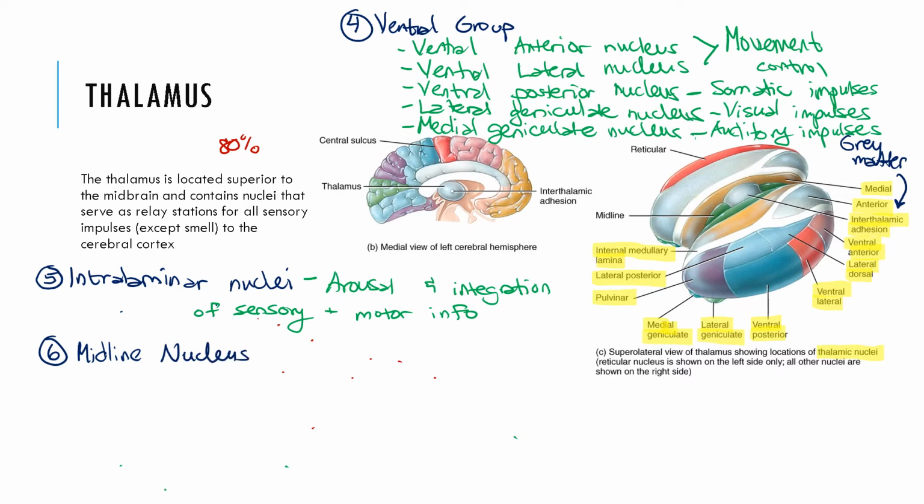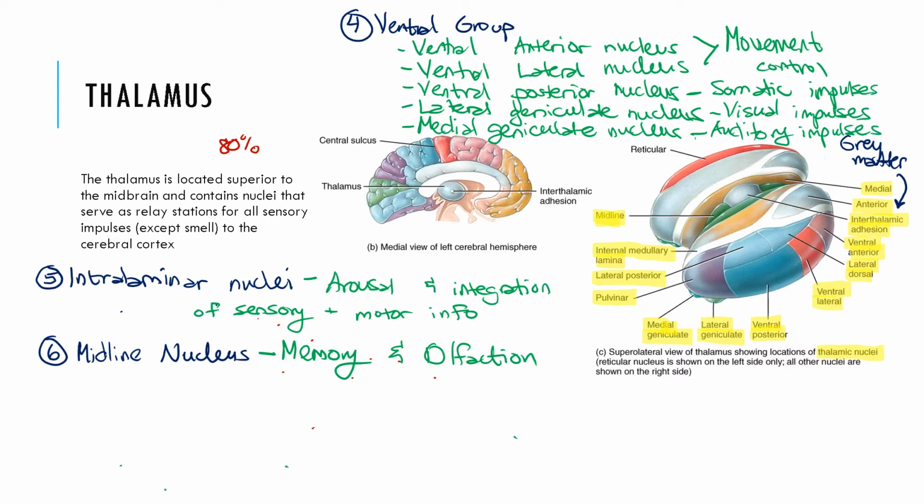The midline nucleus forms a thin band that's adjacent to the third ventricle, and this one's main function is going to be in memory and olfaction, so smell. So this is going to be that green one, or green colored nuclei in the thalamus here.